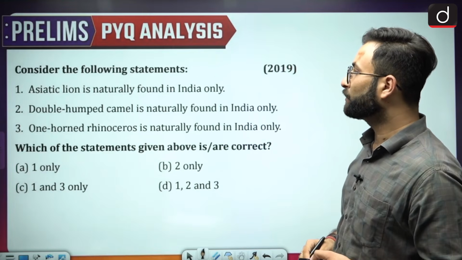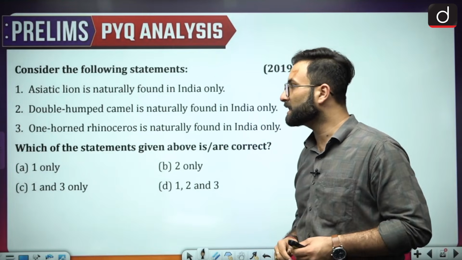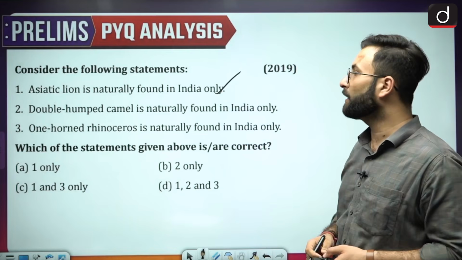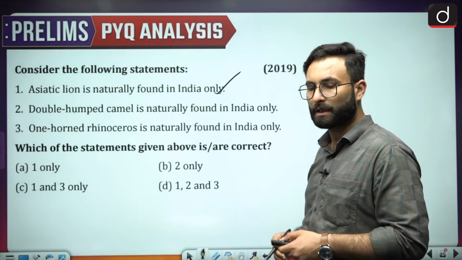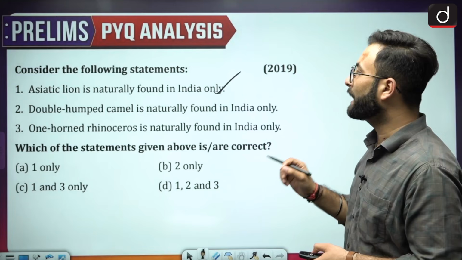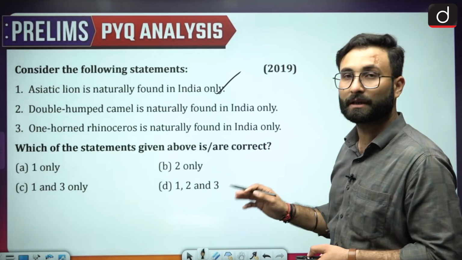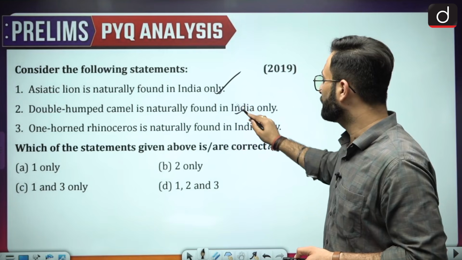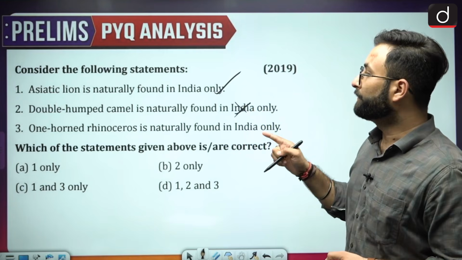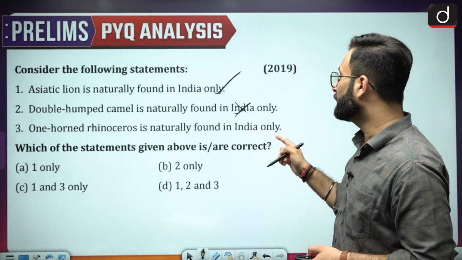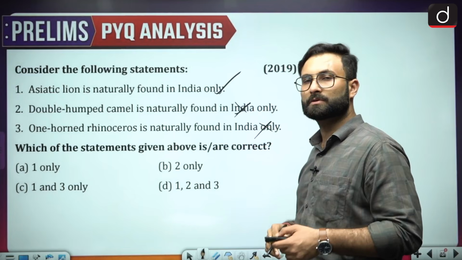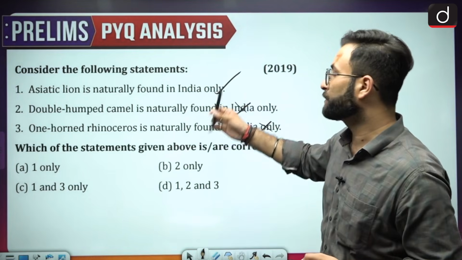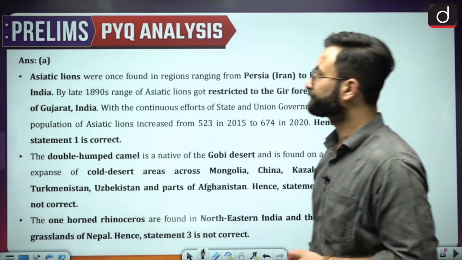Okay. Coming to the next one, consider the following statements. Asiatic lions are naturally found in India only. That is correct. Naturally they are found in India only, or right now they are restricted to India only. Double humped camel is naturally found in India only. Now this is wrong, because these are found in the Central Asian region as well. So this one becomes wrong. The one-horned rhinoceros is found in India only. Again, this is also wrong, because one-horned rhinoceros can be found in Nepal as well. So only option A could be your right answer over here.